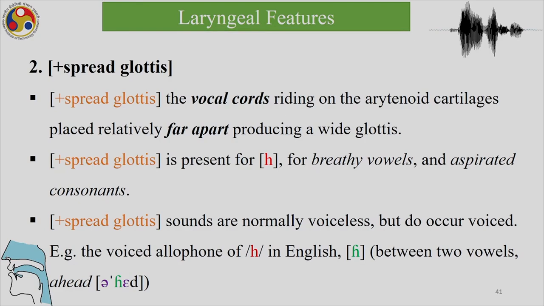Then we have plus spread glottis, which is when the vocal cords, riding on the arytenoid cartilages, are placed relatively far apart, producing a wide glottis. Plus spread glottis is present for H, for breathy vowels and aspirated consonants. Plus spread glottis sounds are normally voiceless but do occur voiced, for example the voiced allophone of H in English between two vowels. So they are normally voiceless but also do occur voiced, as in the English examples we have seen here.